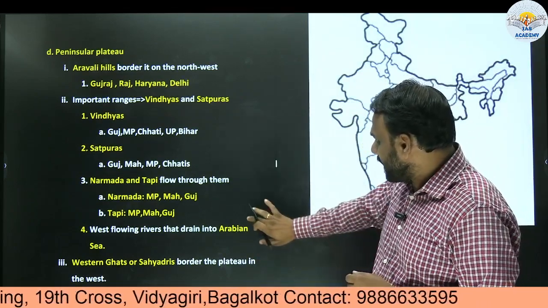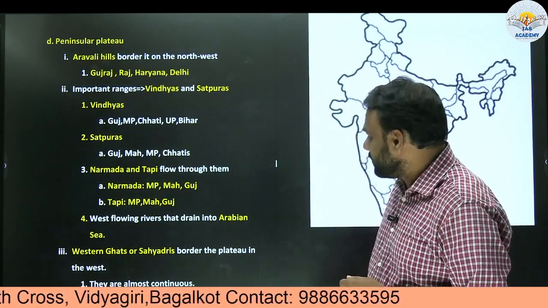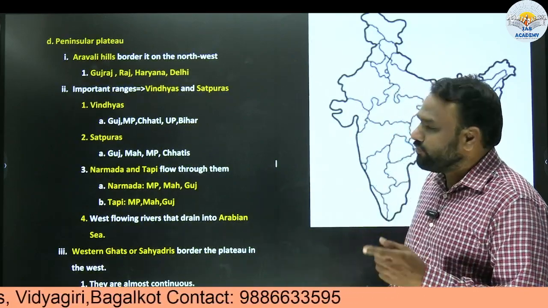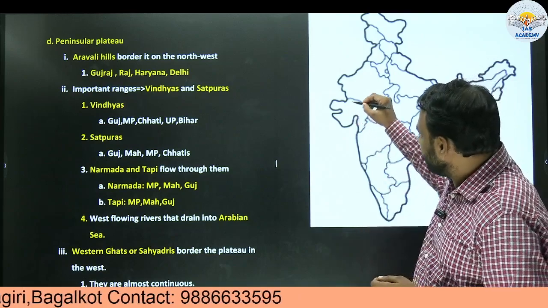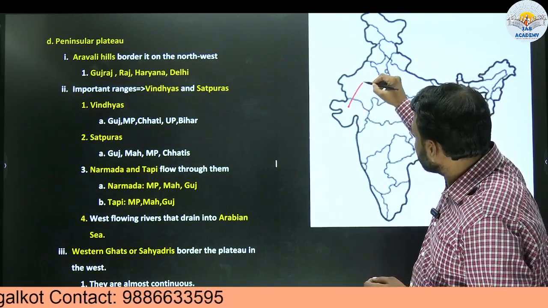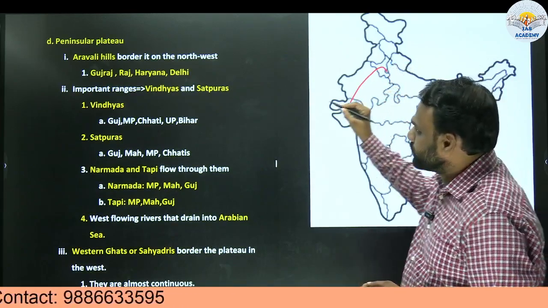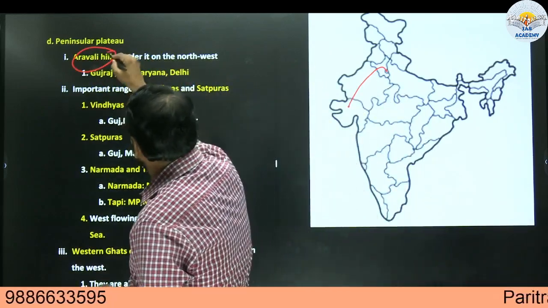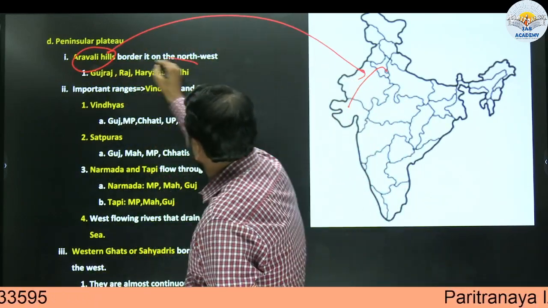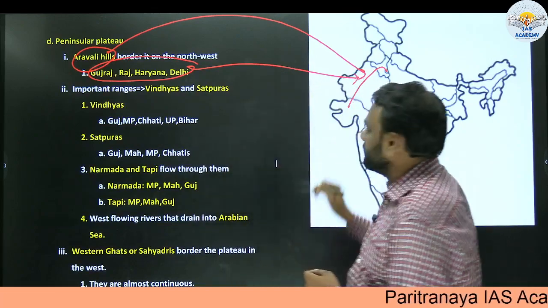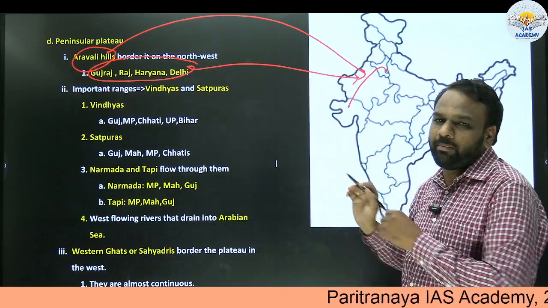Now, when it comes to the Aravallis, the Aravallis are spread across 4 states and union territories: Gujarat, Rajasthan, Haryana, Delhi. So the Aravallis are spread across 4 states. Okay. So we should be able to mark these things on the map.